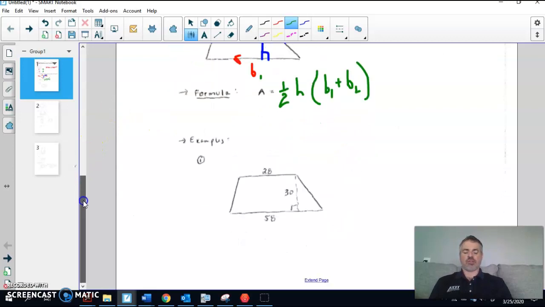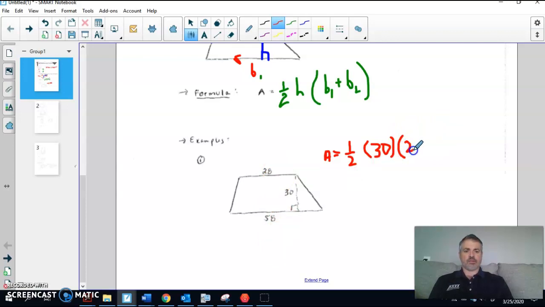So if I try it on this trapezoid down here and I use the formula that we just talked about. So let's see, area is equal to 1/2. Then my height on this is this height right here at 30. So h is 30. And the two bases are 28 and 58, so I need to add those together inside parentheses here. So 28 and 58.